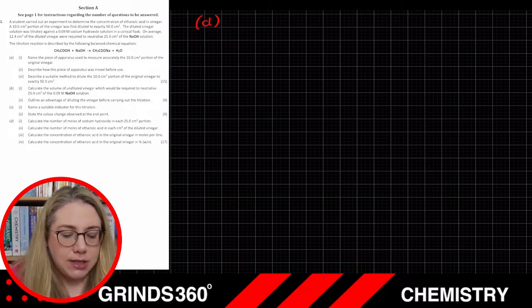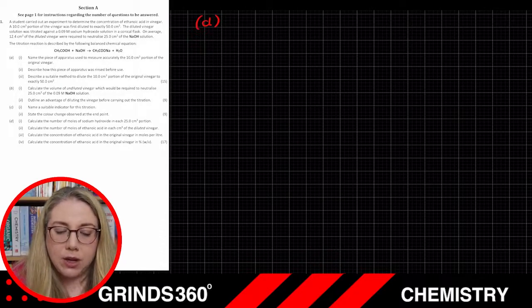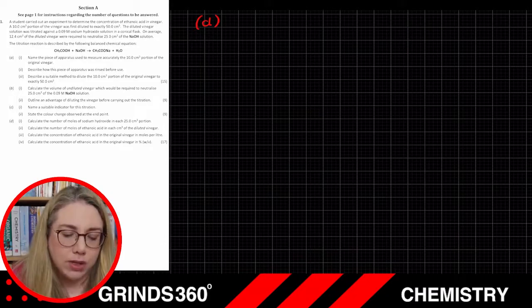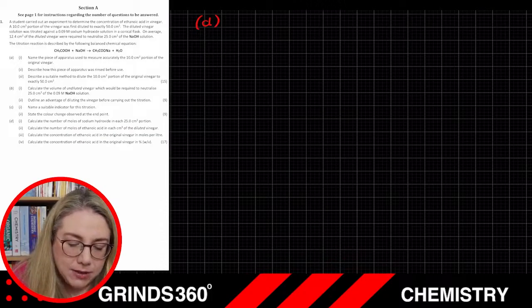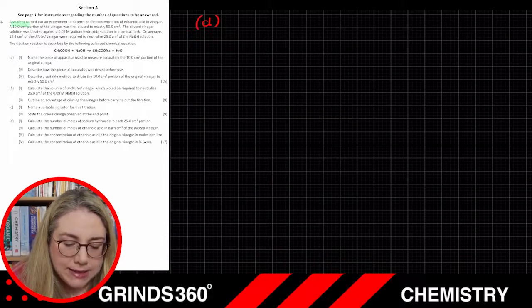For this, I'm going to highlight the important numbers throughout this question, because these are the numbers I'm going to use when it comes to the calculation. So we're going to start from the very top and highlight what's important. A student carried out an experiment to determine the concentration of ethanoic acid in vinegar. Fabulous. 10 centimeters cubed, that 10 centimeters cubed is important, of vinegar was first diluted to exactly 50 centimeters cubed, that's important. The diluted vinegar solution was titrated against 0.09 molar, that's important, sodium hydroxide in a conical flask.